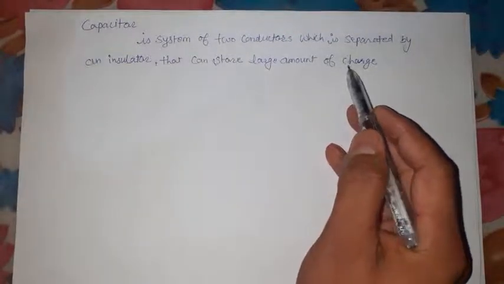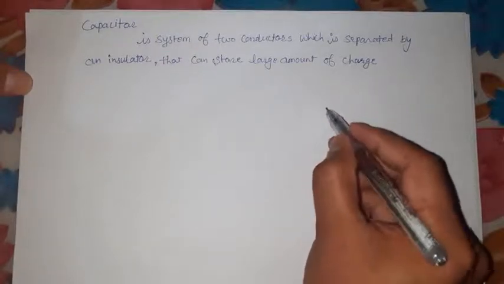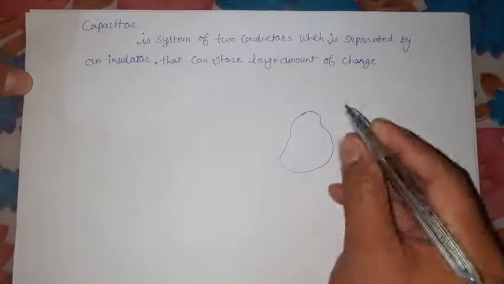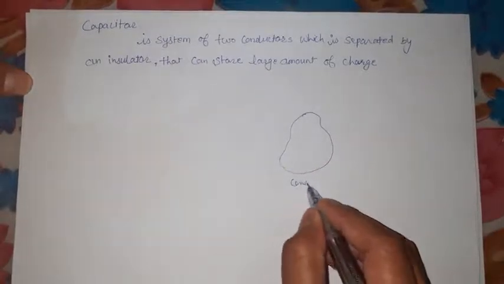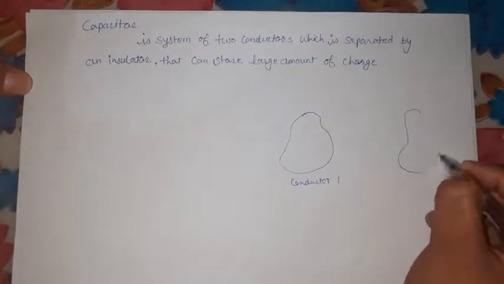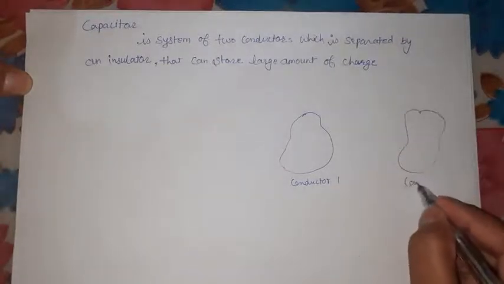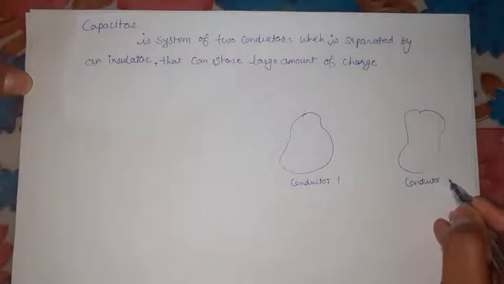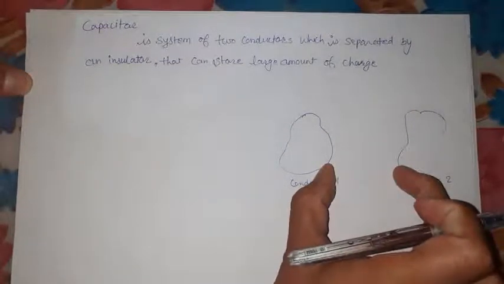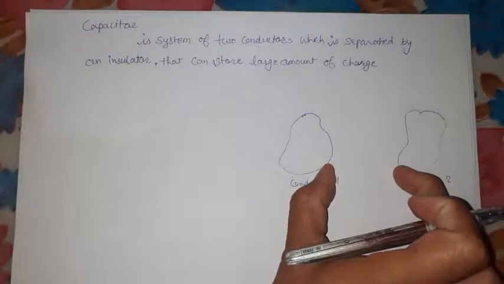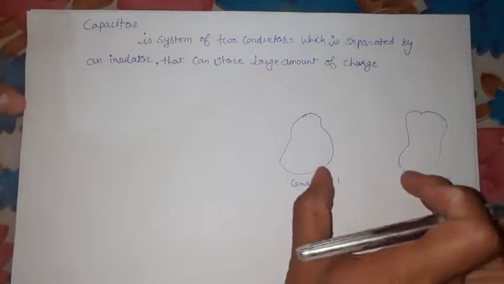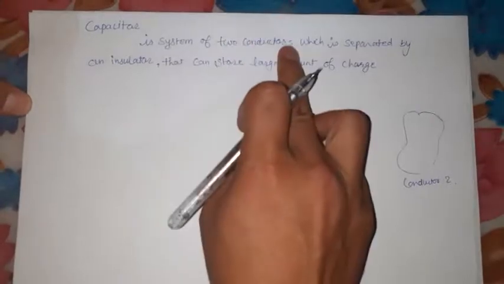Okay, so over here, students, let us suppose that this is conductor number 1, and there it is conductor number 2. So these two conductors are separated by an insulator. Insulator means air may be there or some other insulating medium may be there. So they are separating these two conductors, which is already written over here.